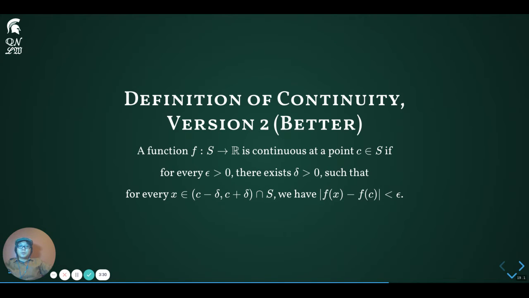A slightly more flexible version of the definition is given here. Now, we let f be a function whose domain is some set S. This set is no longer required to be an open interval. It can be any subset of the real numbers. We take a point c in S. We say that f is continuous at c if, for every epsilon positive, there exists a delta positive such that for every x that is both in the interval (c minus delta, c plus delta) and in S, we have that the difference between f(x) and f(c) is no more than epsilon.